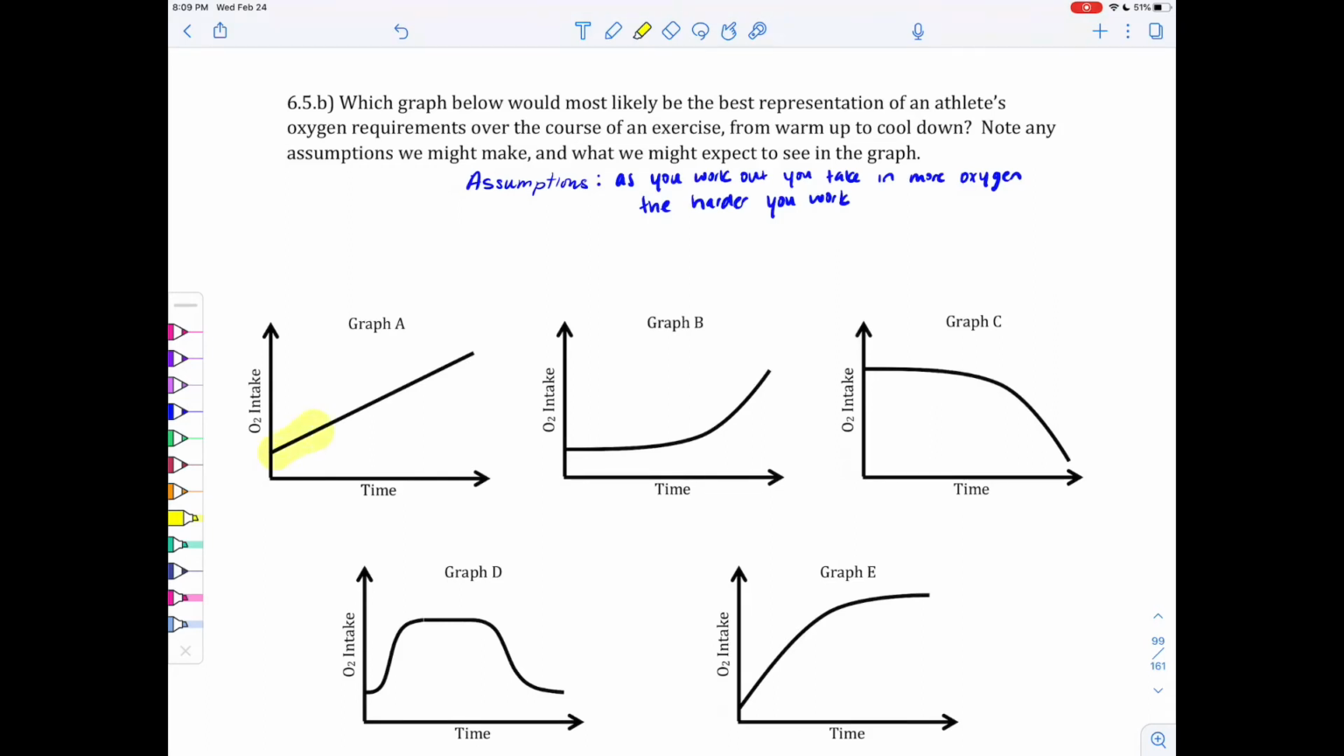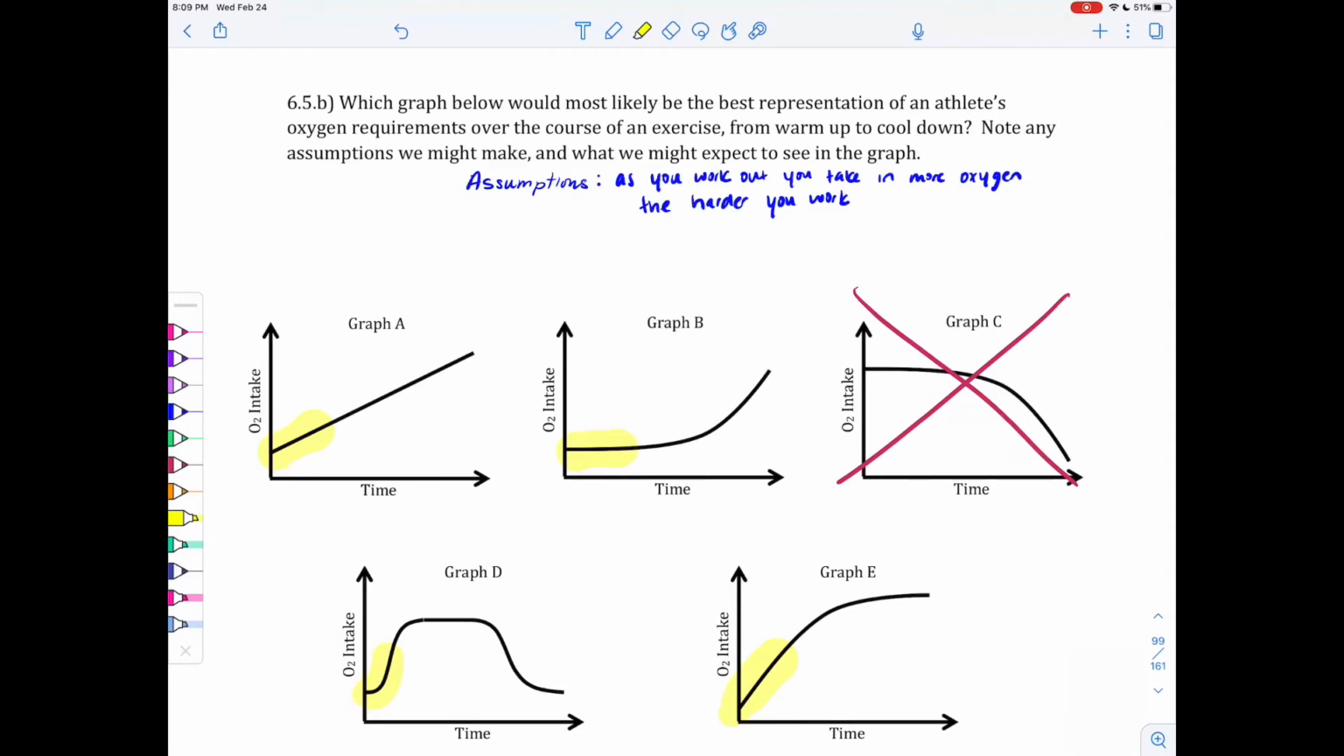This one starts to go up here. This one's staying kind of flat, so I question B altogether. This one's staying flat and then dropping, so I think I'm just going to cross out C right away. This one here, I could see that there's an increase, and this one here, I could see there's an increase.